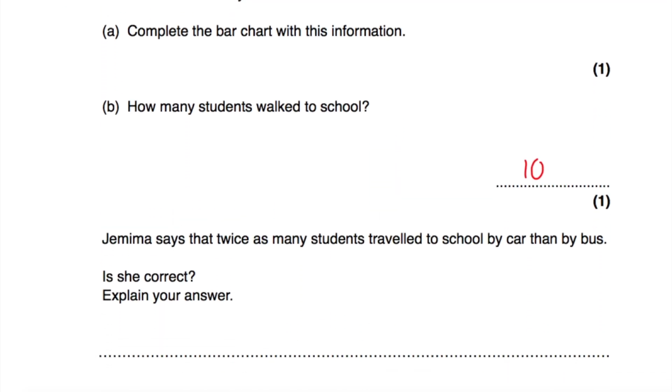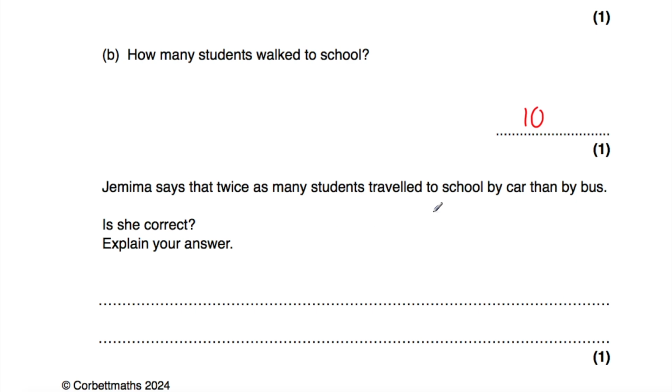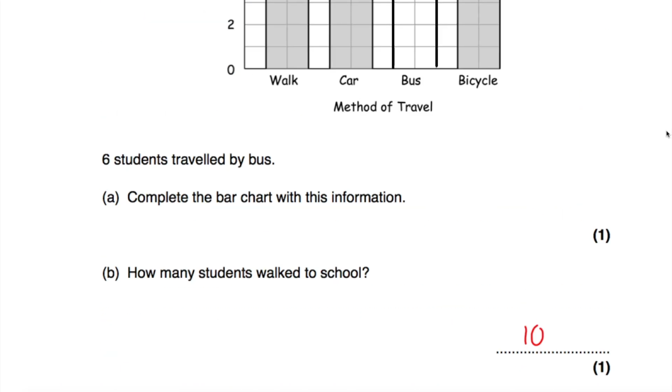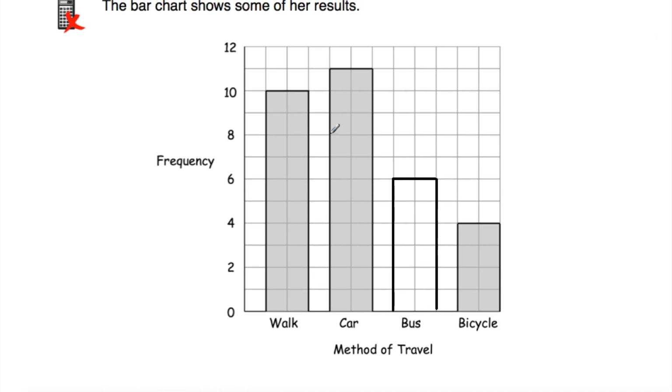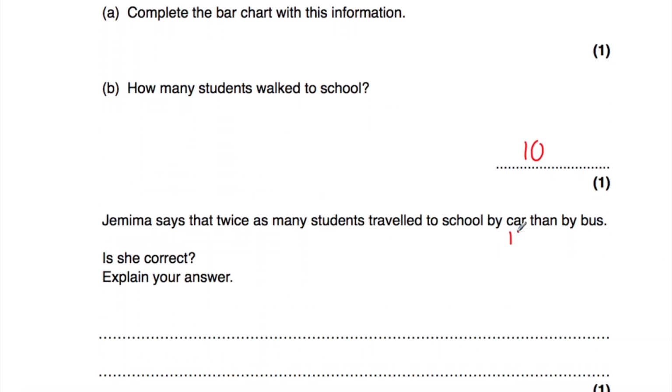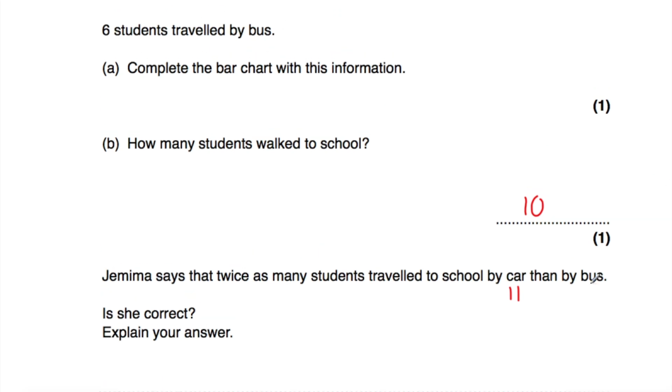Okay, then it says that Jemima says that twice as many students travel to school by car than by bus. Is she correct? Explain your answer. So twice as many travel by car than by bus. So in terms of by car, let's have a look at this. So by car, if we go up, 11 students travel by car. So that's 11. So 11 students travel by car. Let's write that down. 11. Then by bus. And actually, in terms of part A says that 6 students travel by bus.